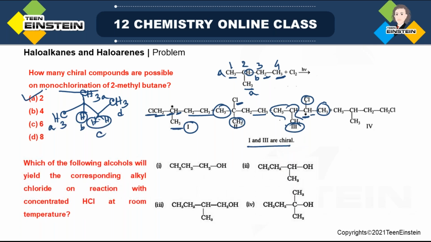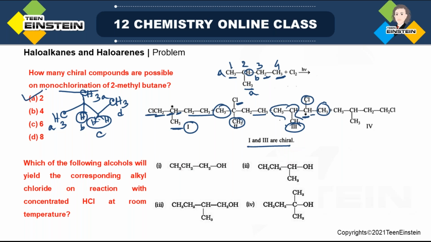Next one. Here the question is related to alcohols, where alcohol is the starting material and from alcohol you are trying to make alkyl chloride. It is asking which of the following alcohols will yield the corresponding alkyl chloride when you are treating it with concentrated HCl at RT, room temperature.